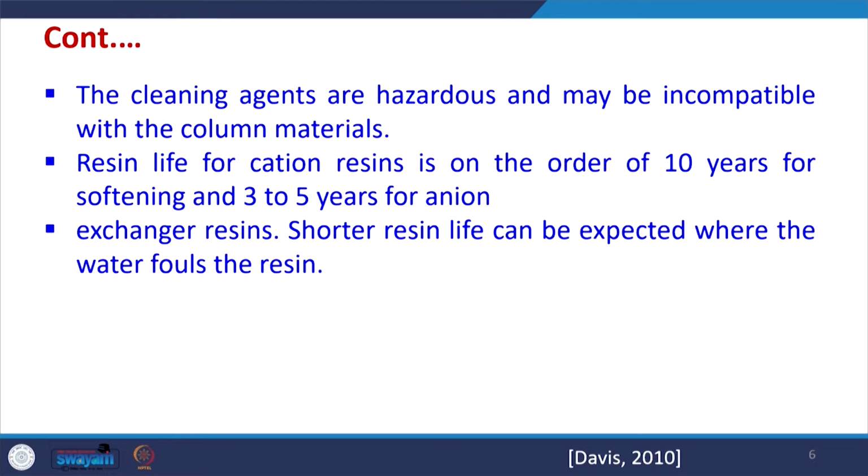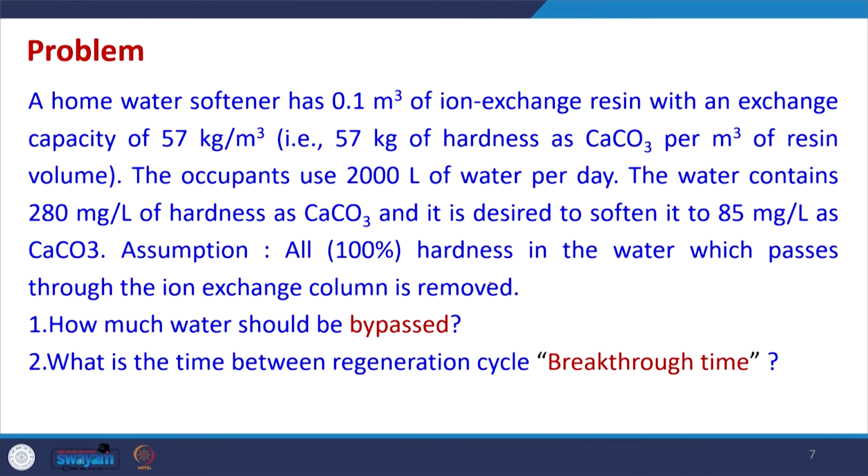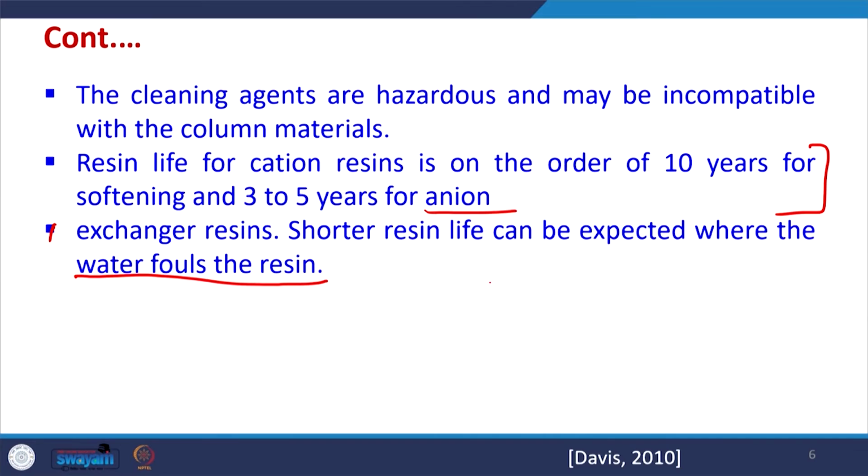Also, the resin life for cation resins is of the order of 10 years for softening and 3 to 5 years for anion exchange, etc. So, we may have to replace these resins after this duration, and shorter resin life can be expected where the water fouls the resin itself. So, if water contains a significant amount of other materials, it may foul the resin itself and it will cause problems.